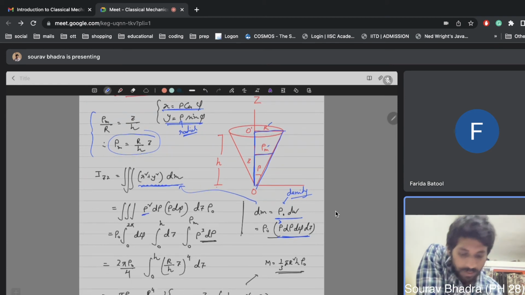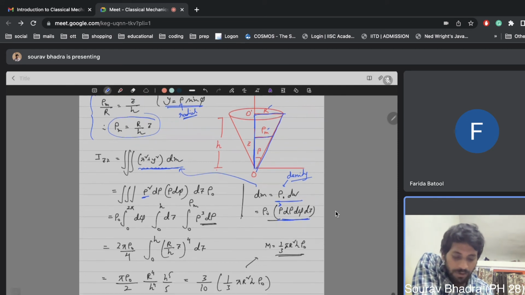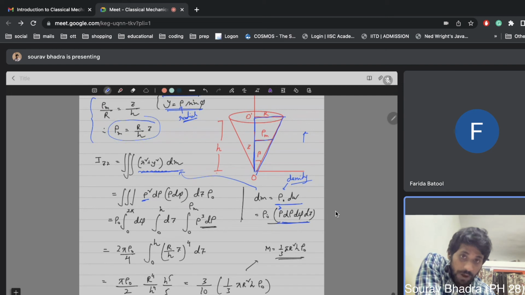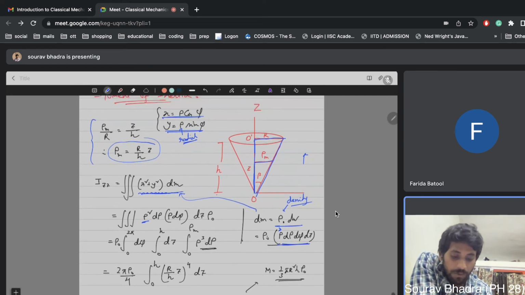Now just do the integration with proper limits. Your phi limit will be 0 to 2 pi, the z limit, which is the vertical direction, will be 0 to h, and the limit of rho will be 0 to rho m. Because we are integrating from 0 to rho m, later we will relate our rho m with z. You can see here there is a small z, so we will relate rho m with z after this particular integration.